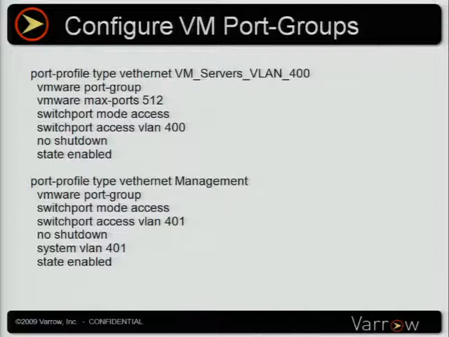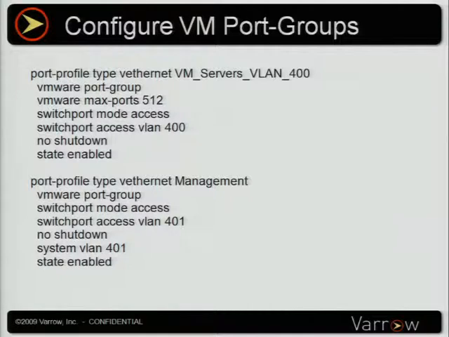Unlike the other ones where it was switchport mode trunk, this is an access port, meaning this is a single VLAN, and anything that hits this, I'm going to tag it with VLAN 400. So I do switchport mode access, just like a physical switch, and then switchport access VLAN 400, so it tags that. And then we do a no shut and a state enabled.